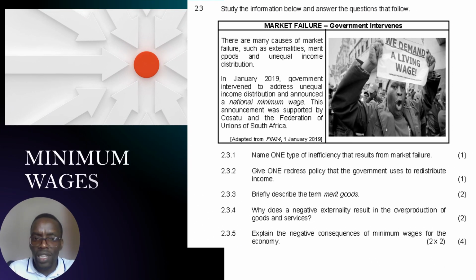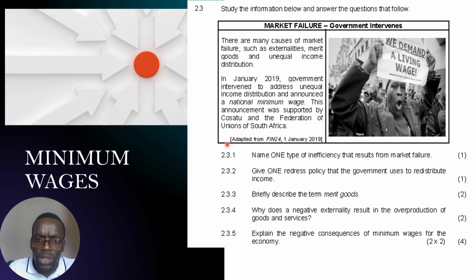Okay, so let's just look at what we have here. We can see that it says study the information below and answer the questions that follow, and then we can see that it's market failure, government intervenes, and then you can see that there is a cartoon there where someone is saying we demand a living wage. And then let's just read what is being said there.